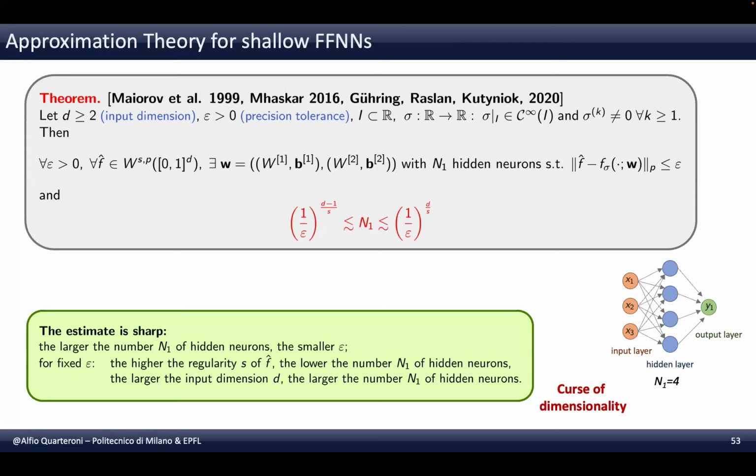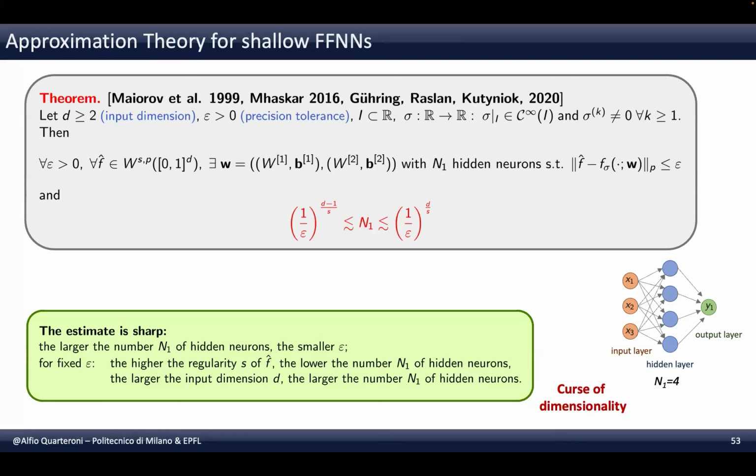So it's an estimate of N1. How many neurons do you need to have this type of error? And you have both a lower bound and an upper bound. The upper bound is 1 over epsilon to the power d over s, where d is the input dimension, and s is the smoothness. So that's good news, right? The smoother, the better. Of course, we are talking about a process that you don't even know exists. Assume that there is a process behind the distribution of data that has this type of smoothness, and the lower bound has the same basis to the power d minus 1 over s.